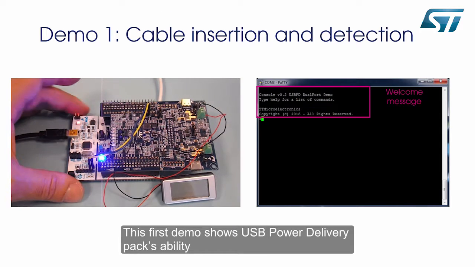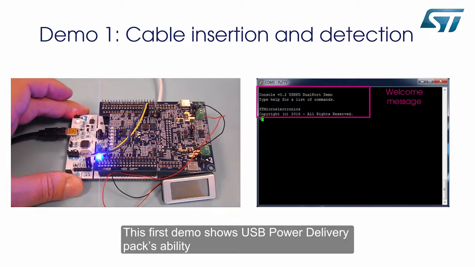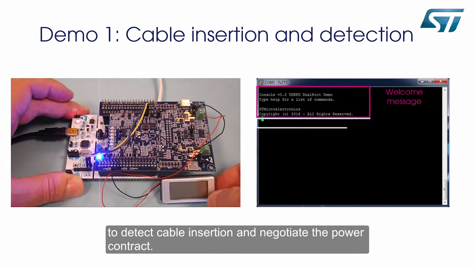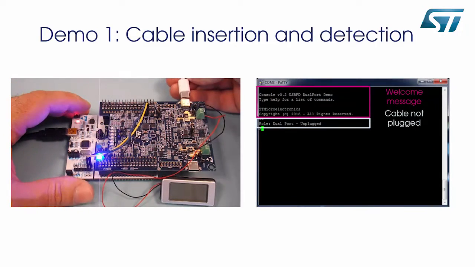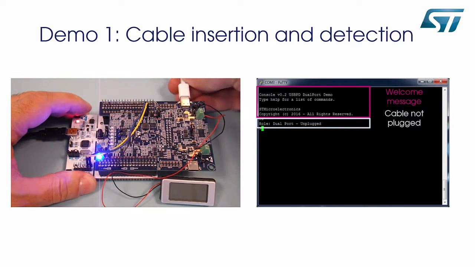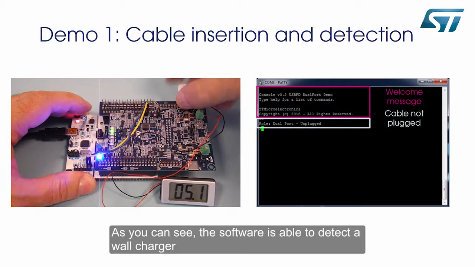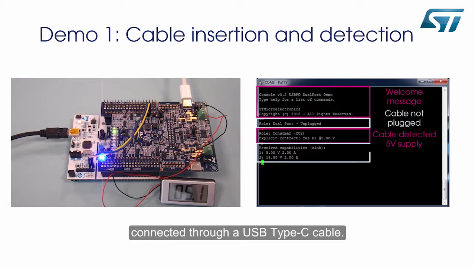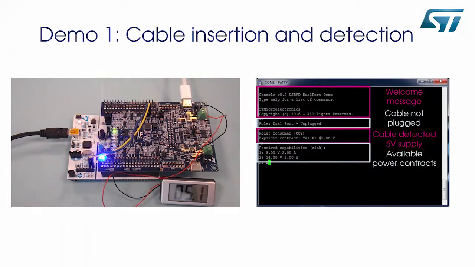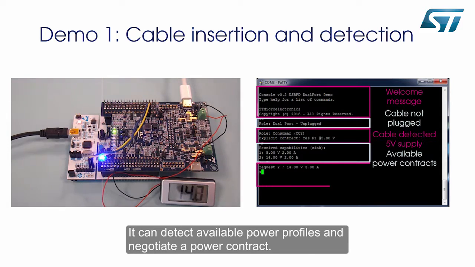This first demo shows the USB Power Delivery Pack's ability to detect cable insertion and negotiate the power contract. As you can see, the software is able to detect a wall charger connected through a USB Type-C cable. It can detect available power profiles and negotiate a power contract.